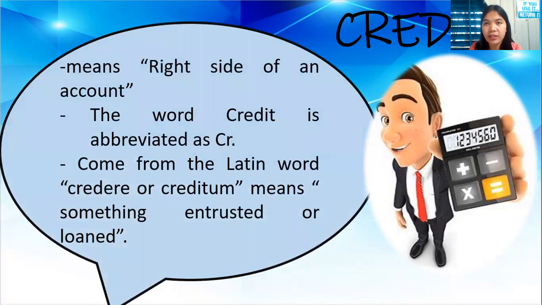Credit is on the right side. You will draw a letter T; on your left side, that is your debit, and on the right side, that is your credit. The word credit is abbreviated as CR, from the Latin word credere or creditum, meaning something entrusted or loan. In the credit side, we count your liabilities, owner's equity and the revenue. Credit is the value that you parted with, not what you receive.